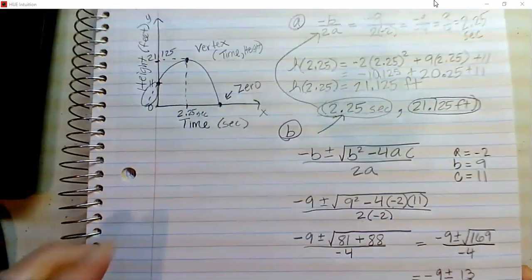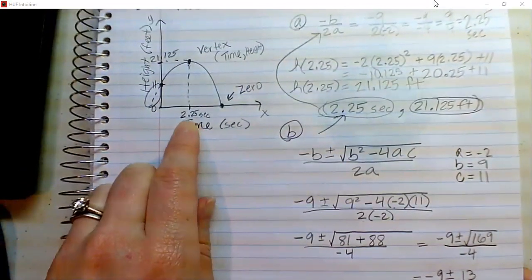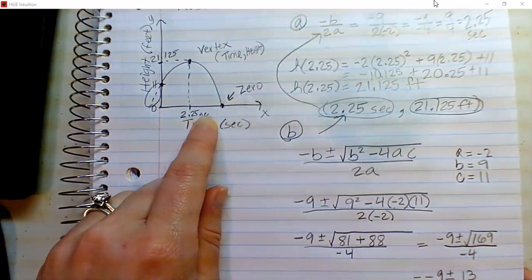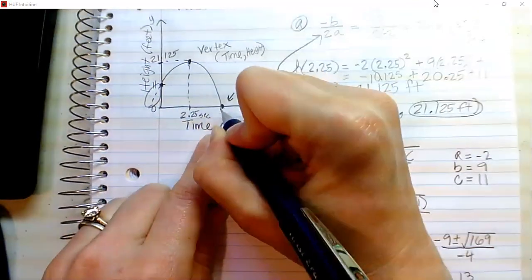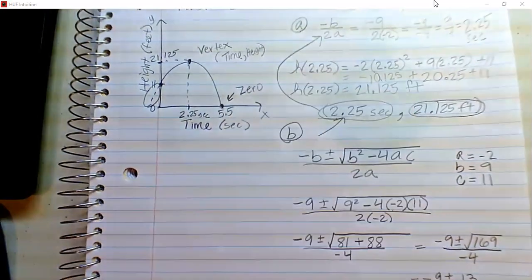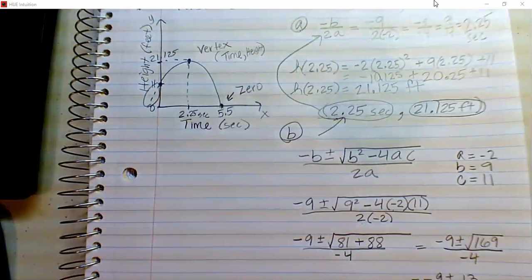So I know that at 2.25 seconds, he's at his max height. And then look at that, at another 2.25 seconds later, he's hitting the ground. So at 5.5 seconds is when that squirrel hits the ground. 5.5 seconds to be airborne. That's pretty impressive. I don't think any people could pull that off.